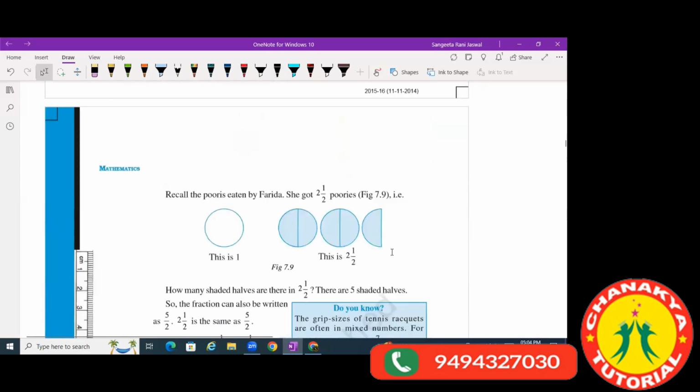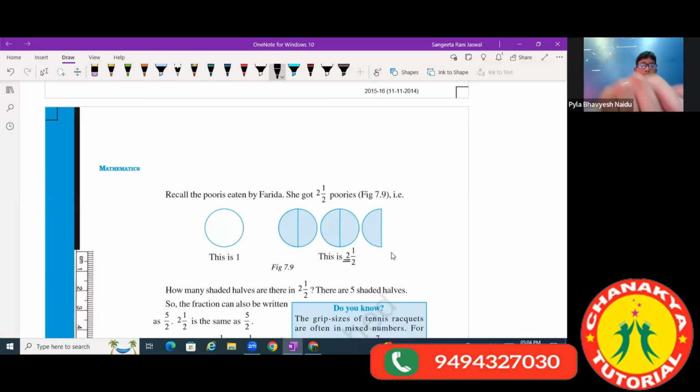So similarly, if you have another fraction here, this is one complete circle. Now this is 2 1/2. Why 2 1/2? These are two complete circles and 1/2. So that's 2 1/2. Two complete circles, that is, two whole numbers and a half part. Half of the third circle. So that's 2 1/2.